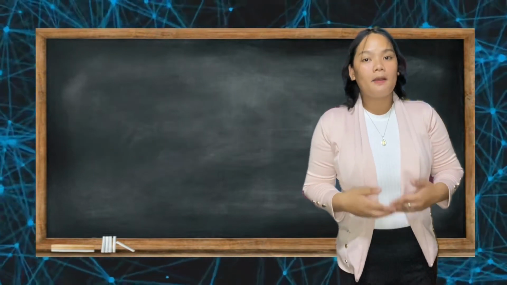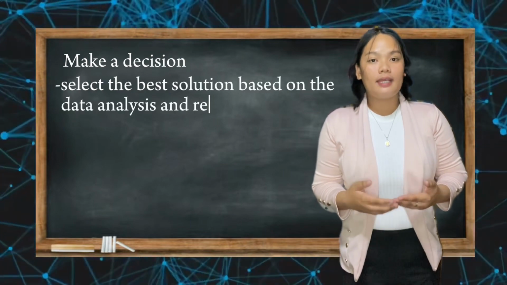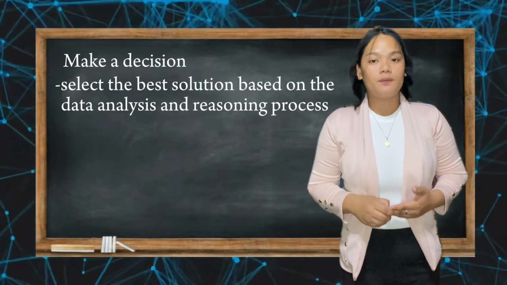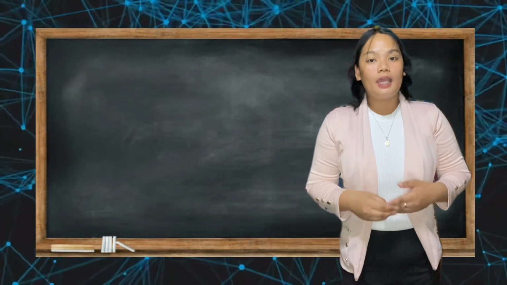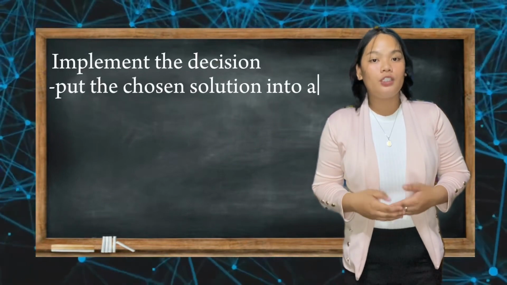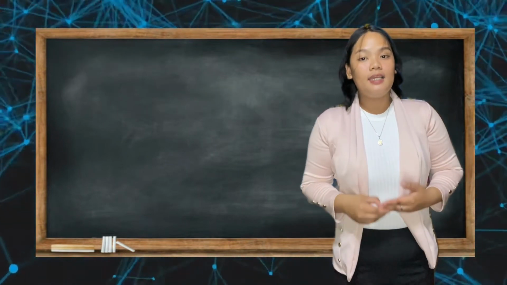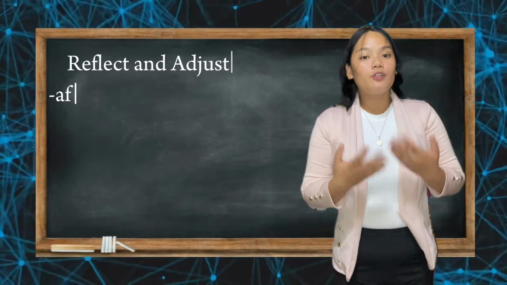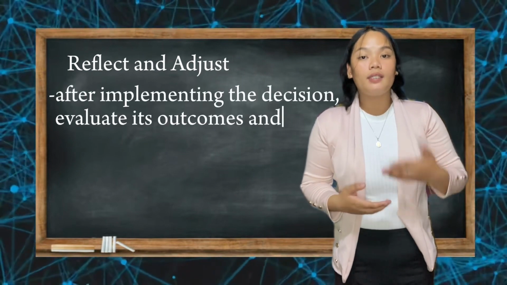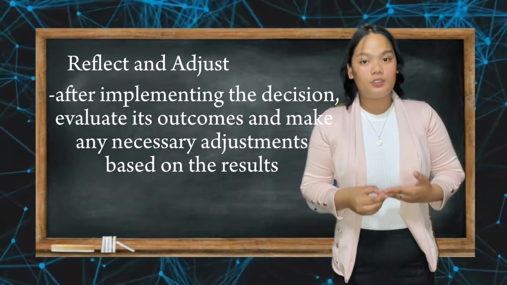So next is making a decision. Select the best solution based on the data analysis and reasoning process. Next, implement the decision. Let's put the chosen solution into action and monitor its effectiveness. And lastly, reflect and adjust. After implementing the decision, evaluate its results and make any necessary adjustments based on the results.